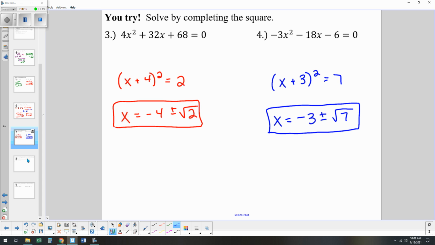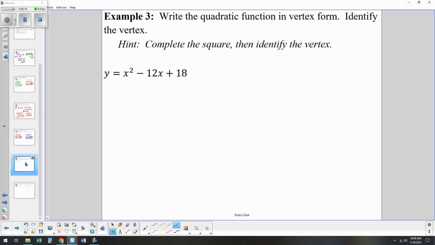The last thing we're going to do is complete the square, but it's going to be about rewriting instead of solving. So here we're going to write the quadratic function in vertex form. And if you remember vertex form, looked like this. So really we're getting something squared. That's our goal, right? To get x plus or minus something squared. So we're going to do all the same things. I'm still going to move the 18 over.